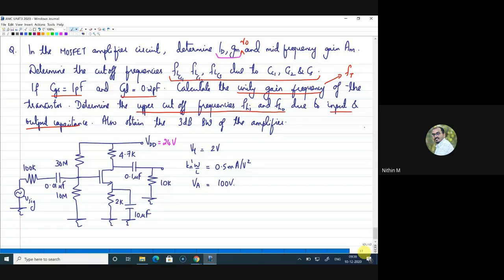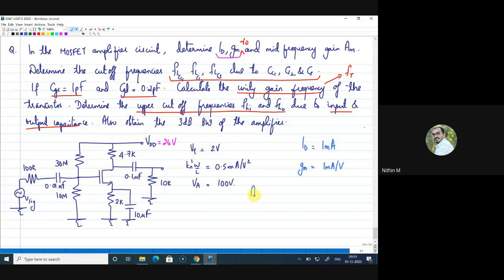So what I'll do here, I'll just give you the values. You can take it out and you can solve it a little later, because anyway these things you know. ID is 1 milliamps. Any answer for GM? GM is also 1 milliamps per volt. That is GM. Now what is mid frequency gain of this circuit?